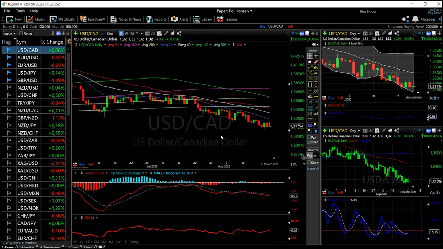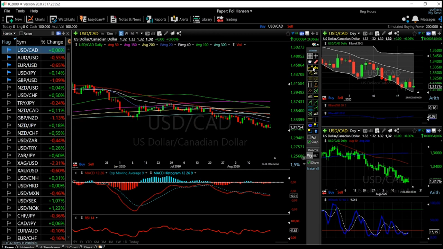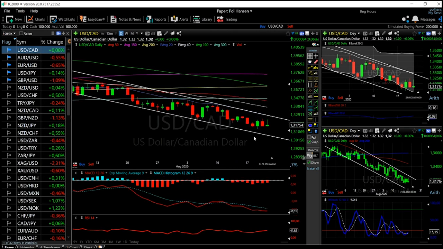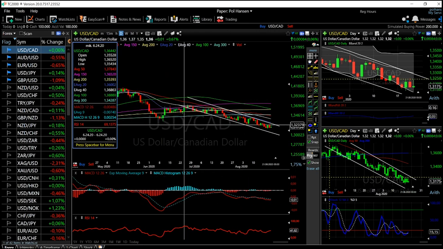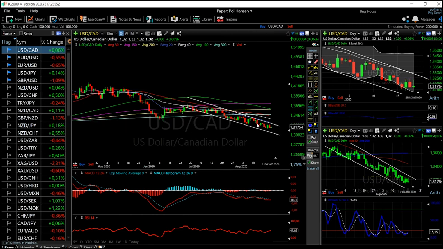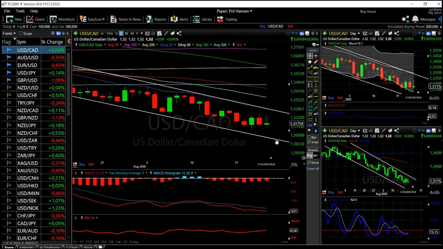US dollar, Canadian dollar is trading within this channel, and I absolutely love trading in channels, because they are fairly predictable. So we have done this for quite a long time now, all the way back to the end of June. We have been trading within this channel. And at this moment, we are smack in the middle.